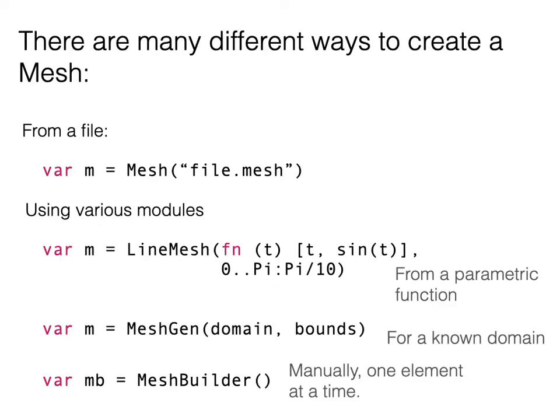Because meshes are a fundamental data structure, Morpho provides quite a few ways to make them, and you can also use external programs to make them as well. You can load a mesh from a file using the constructor as so. You can use any number of modules that are provided with Morpho. This line mesh constructor produces a mesh that is parameterized by a parametric function. The MeshGen module produces a way to build a mesh out of a specified domain. You can also make meshes manually one element at a time using Mesh Builder.